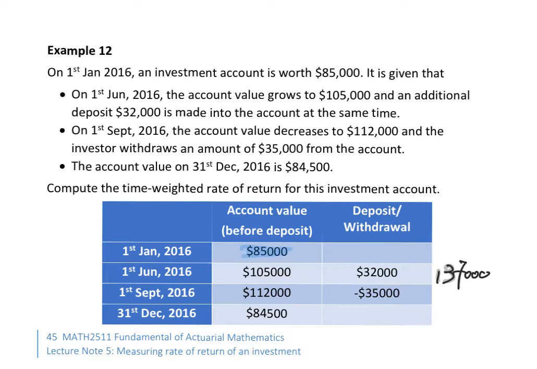At that time, the investor tries to withdraw some money to reduce the losses. Here he withdraws 35,000, so the account balance dropped to 77,000 afterward. Then at the end of December, the account value rose to 84,500.